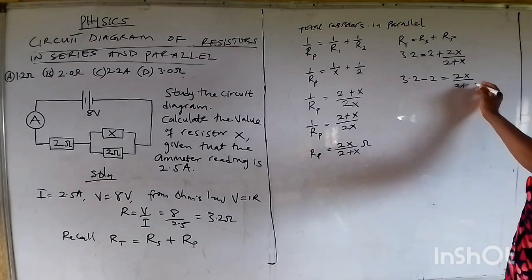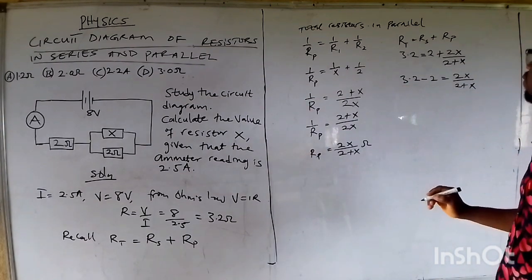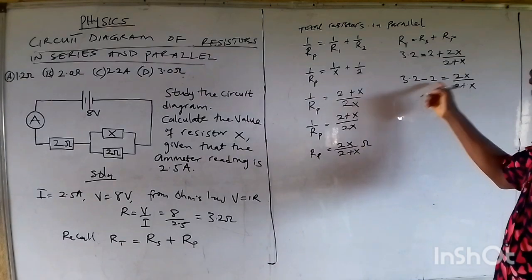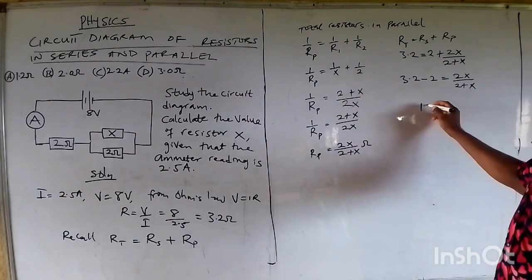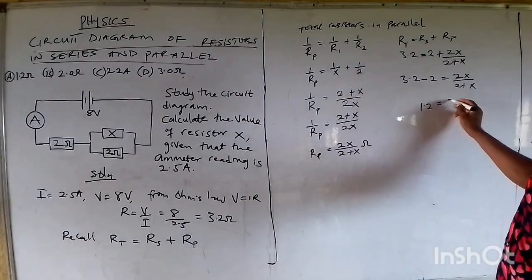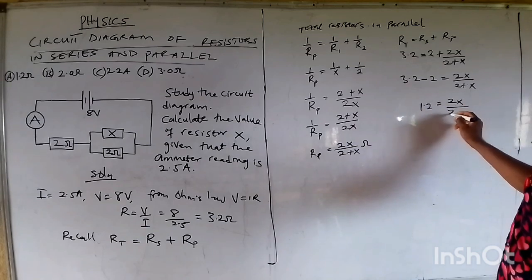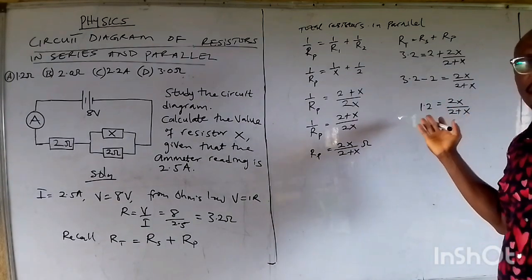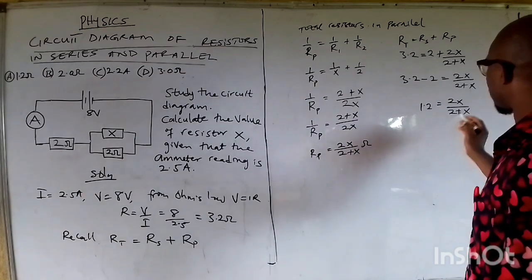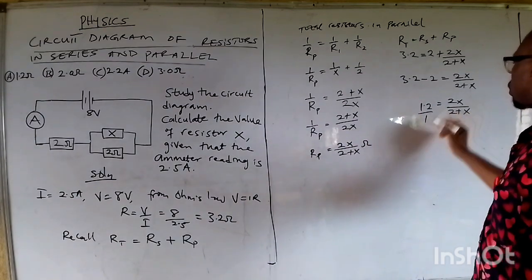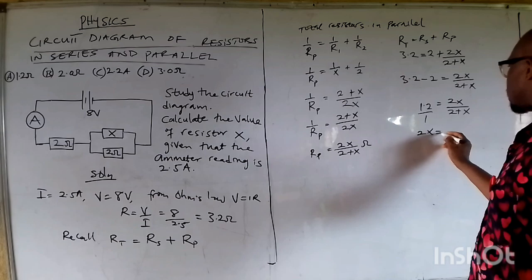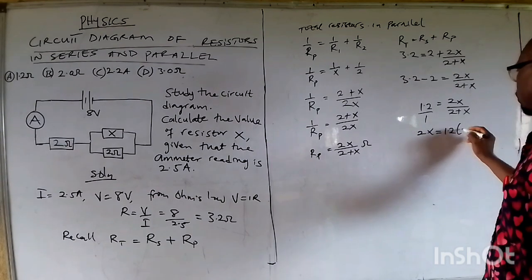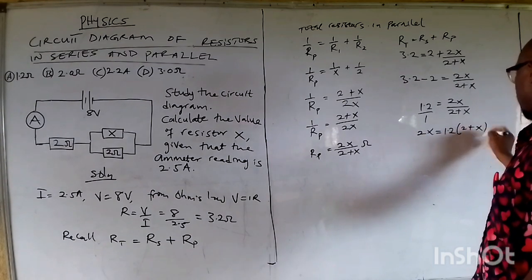2 plus x. Now we have 3.2 minus 2 gives us 1.2 is equal to 2x all over 2 plus x. At this point, we can cross multiply. So if we cross multiply, we have 2x is equal to 1.2 into 2 plus x.